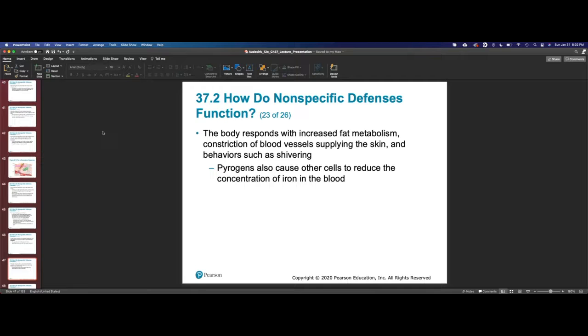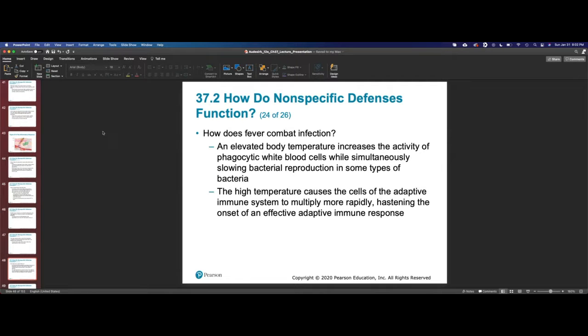And it can also be used to reduce the concentration of iron in the blood. Iron's really important for invading microbes, one essential nutrient that they need. And so a lot of the iron we have in our body is bound up in forms that can't easily be used by microbes. And so that's on purpose, so that anything that invades has to scavenge really hard to find that essential nutrient.